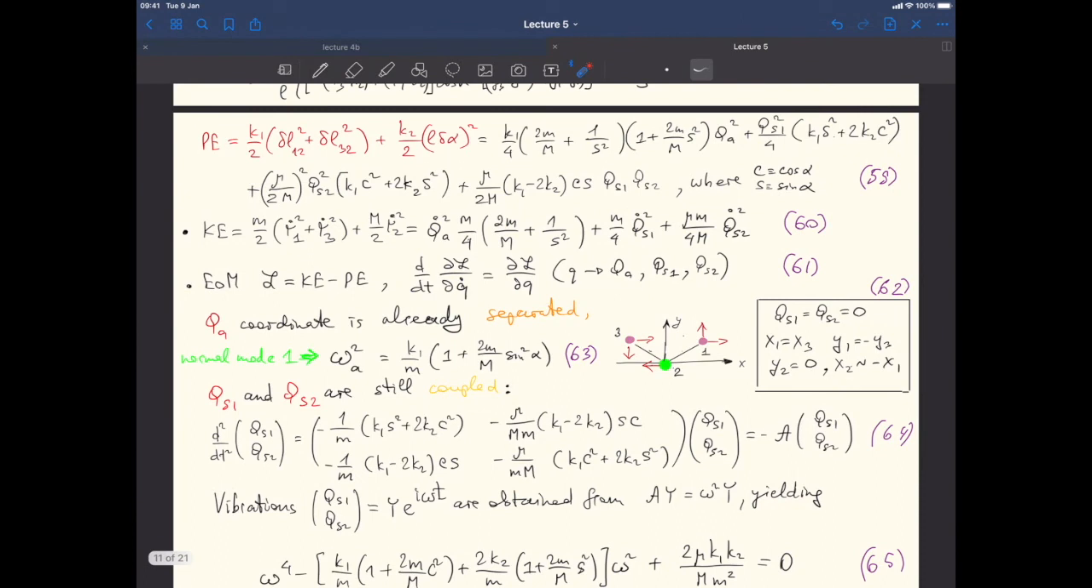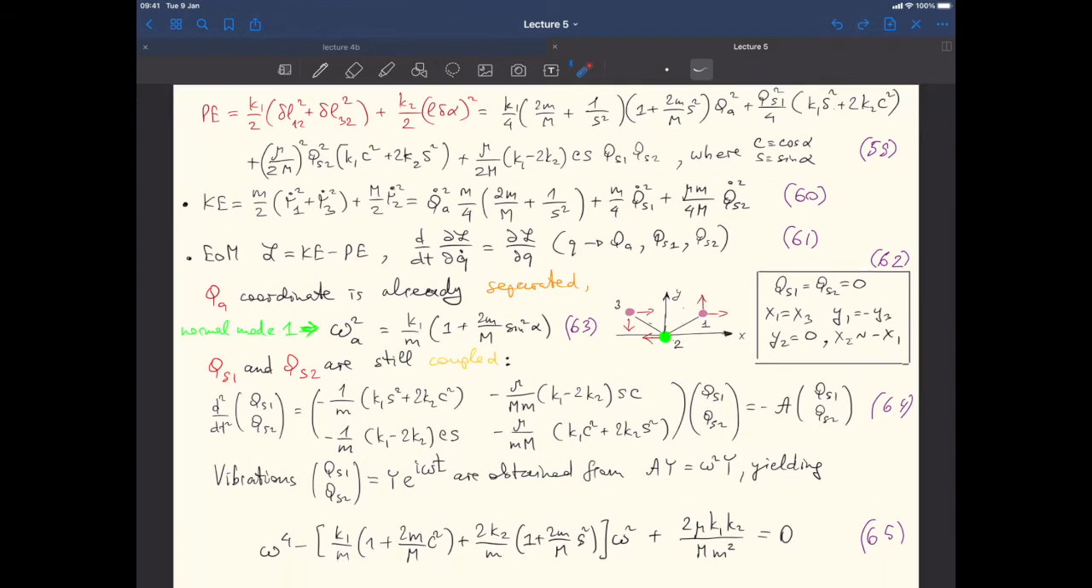So this was about QA coordinate. Now let's consider QS1 and QS2. These are entangled together. So these two coordinates are mixed up, and therefore we need to somehow solve this problem by looking at the Lagrangian equations of motion.